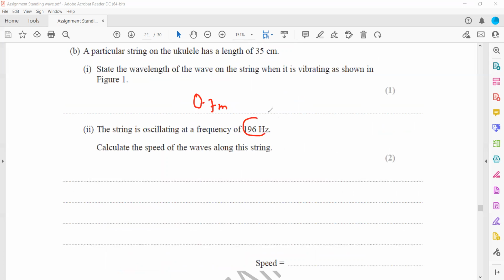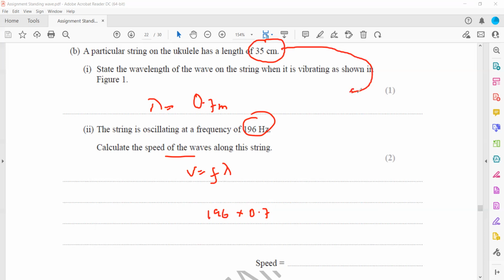Then the string oscillates and the frequency is given. We already worked out the wavelength, so we can use the formula v = f lambda. Frequency is 196 and lambda is 0.7. But a very common mistake students make is they forget to convert the unit and use 70 centimeter. Then your final answer for speed will be wrong, because the SI unit of speed is meter per second. Either write meter per second, or if you don't convert, centimeter per second will be the final answer. You multiply and get 137 meter per second.